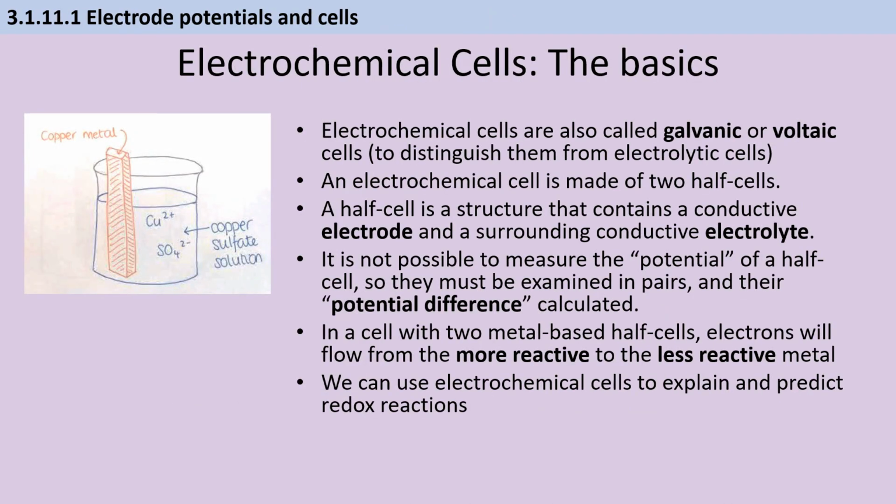Electrochemical cells, also known as galvanic or voltaic cells, are made of two half cells. A half cell is a structure that contains a conductive electrode and a surrounding conductive electrolyte. It isn't possible to measure the potential of a half cell, so half cells need to be examined in pairs and their potential difference calculated. In a cell with two metal-based half cells, electrons will flow from the more reactive metal to the less reactive metal, and we can use electrochemical cells to explain and predict redox reactions.